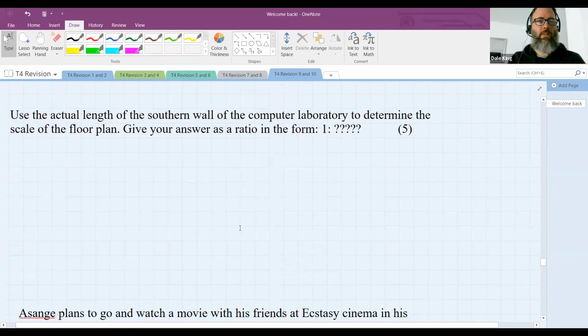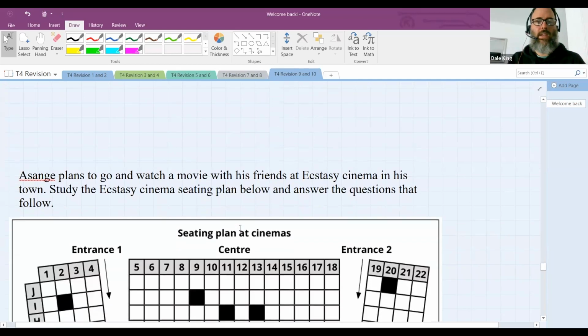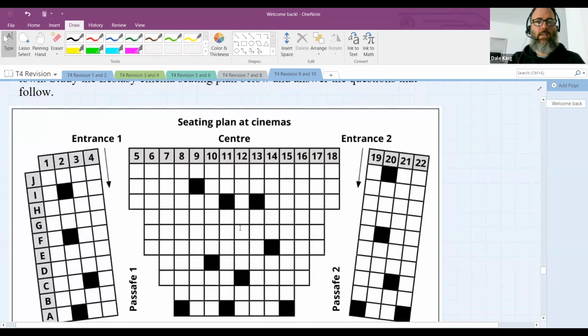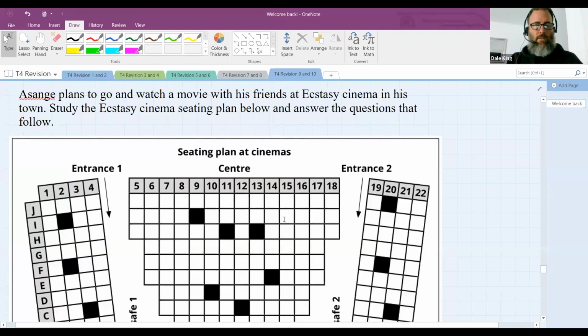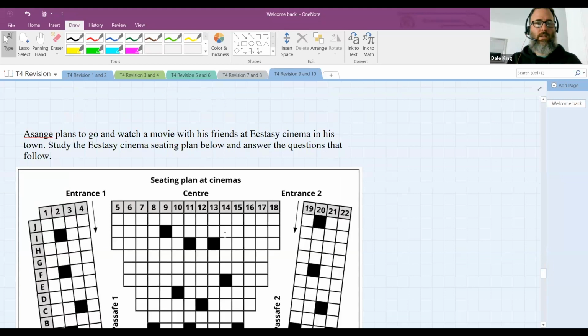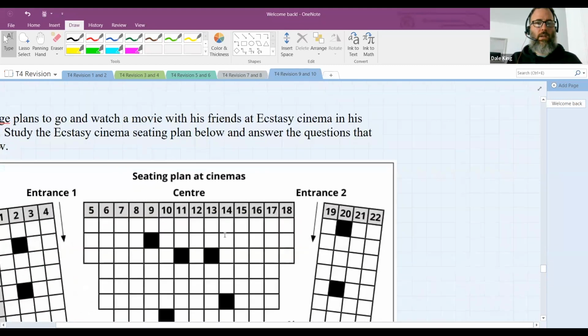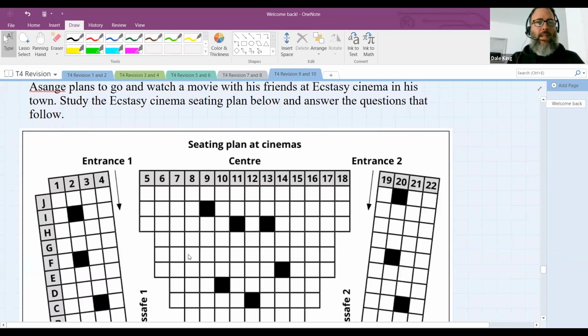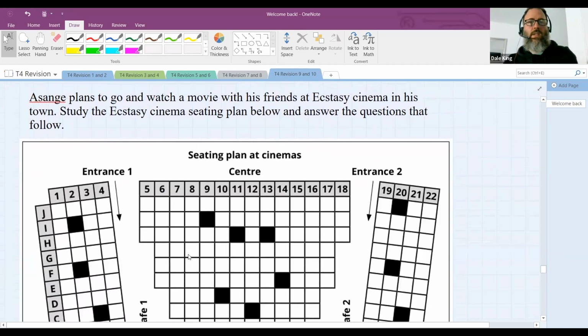All right, we've done that one, we've done that one, we've done that one. All right, here's the next scenario. And I'm sure you've seen something like this in your exams. I'm just going to zoom out a little bit because it's a bit big. There we go. All right. Assange plans to go and watch a movie with his friends at a cinema in his town. Study the cinema seating below and answer the questions that follow.